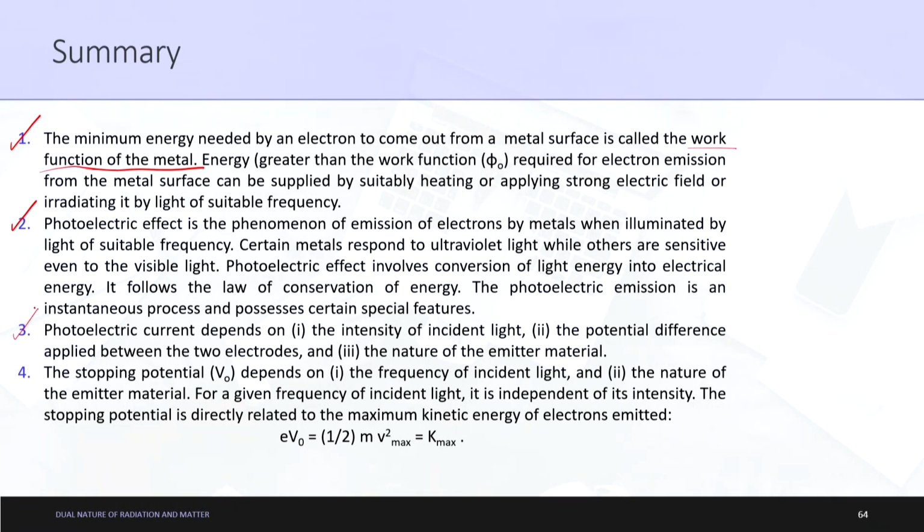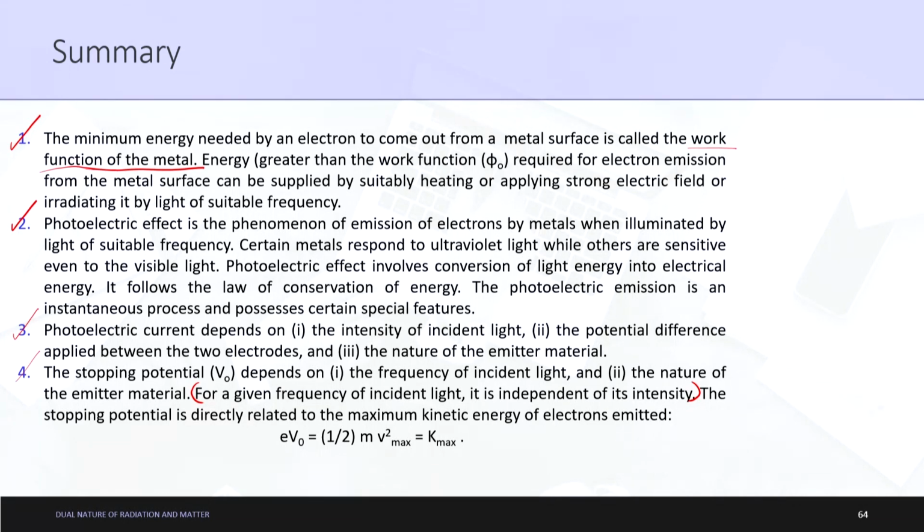The stopping potential V naught depends on the frequency of incident light and the nature of the emitter material. We also explained what stopping potential is, and we made 2-3 diagrams regarding that; you can just refer to those. Those diagrams are very important as far as your exams are concerned. For a given frequency of incident light, it is independent of its intensity. Please remember, this can come in your exams.